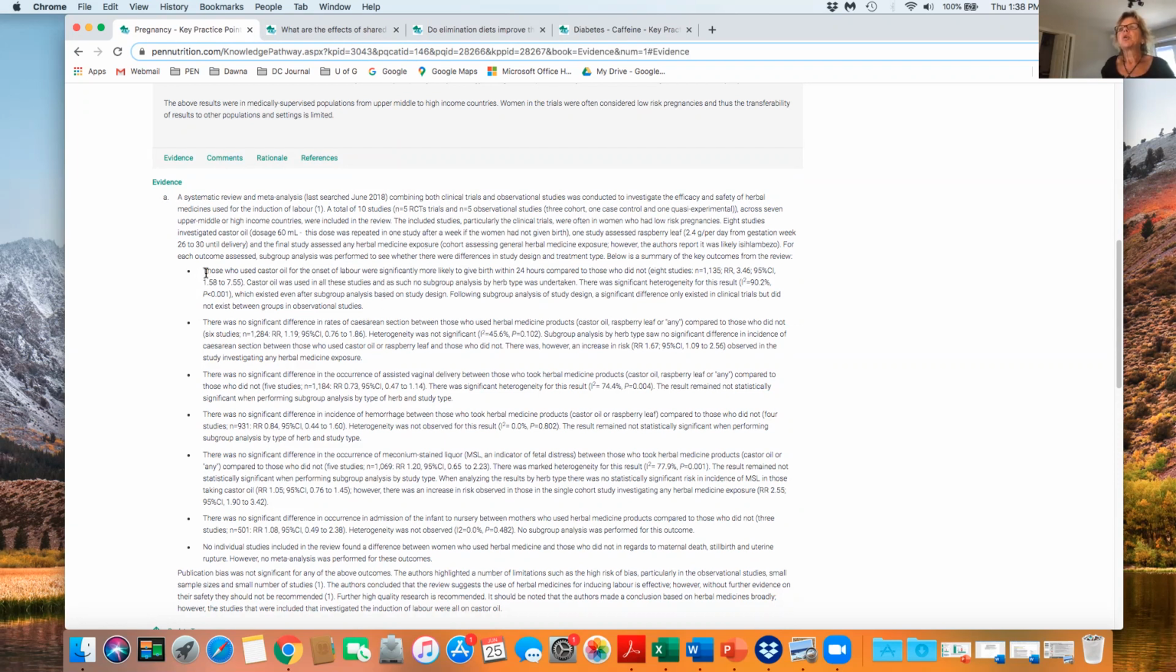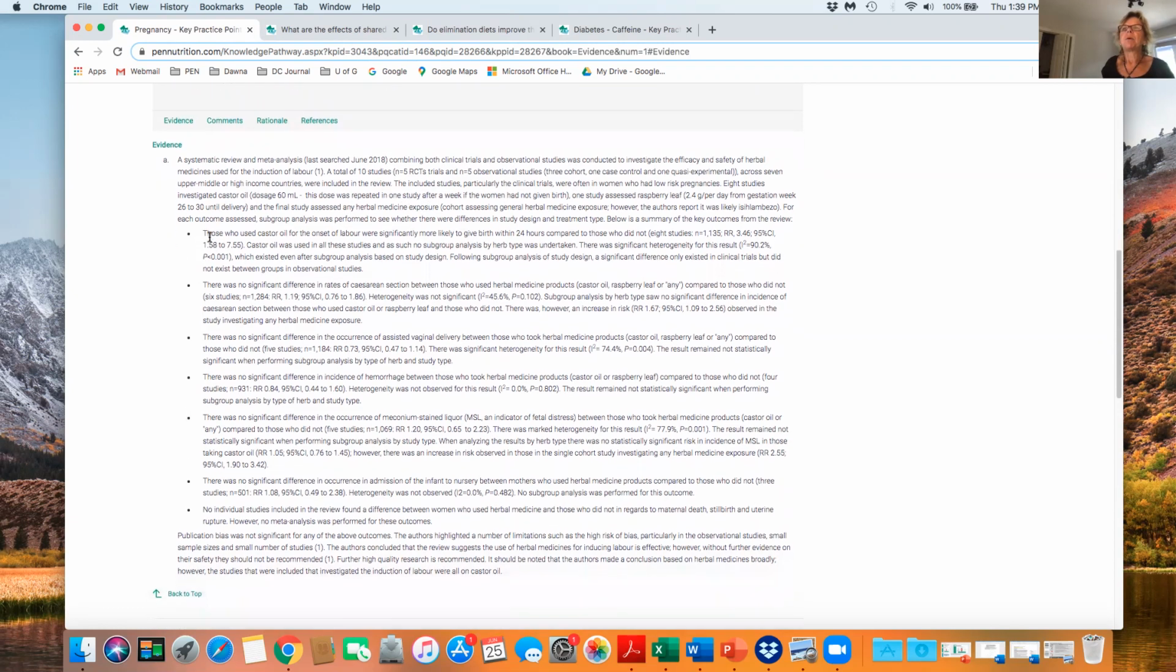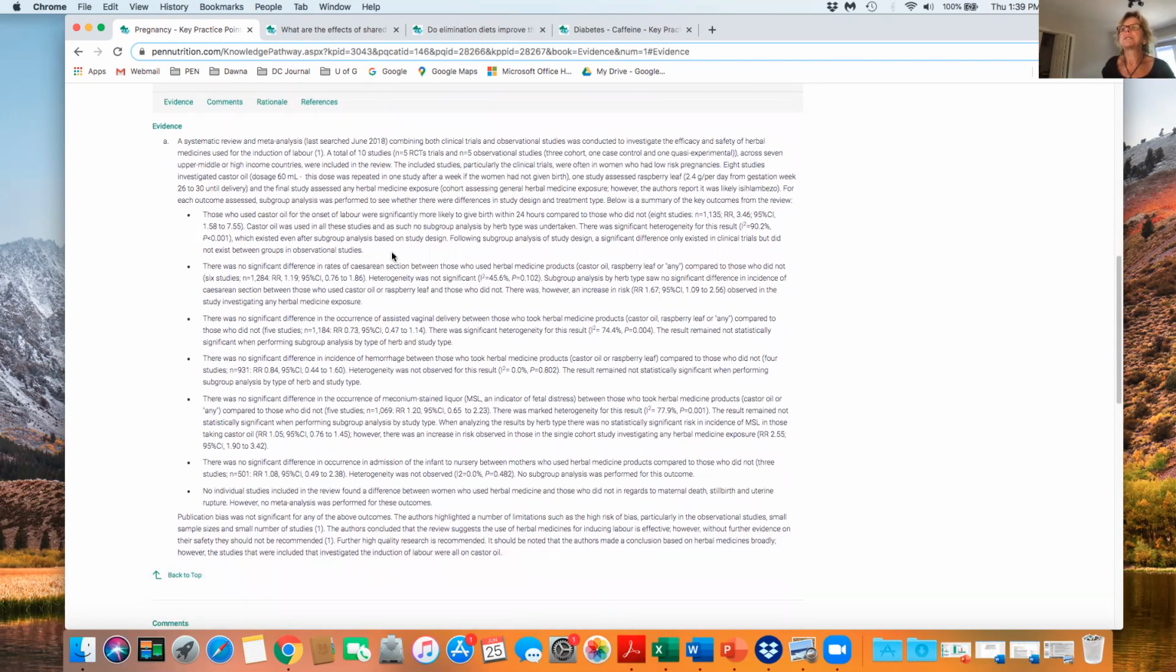And because there were so many different outcomes, what they've done to help organize the outcomes is break the results down, using the castor oil related to the likelihood of giving birth, and they're reporting the rates here, the rates of cesarean section, occurrence of assisted vaginal delivery. So this evidence statement is describing in some detail the results of just this one systematic review.